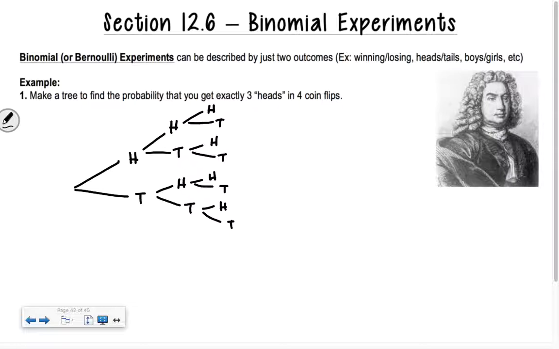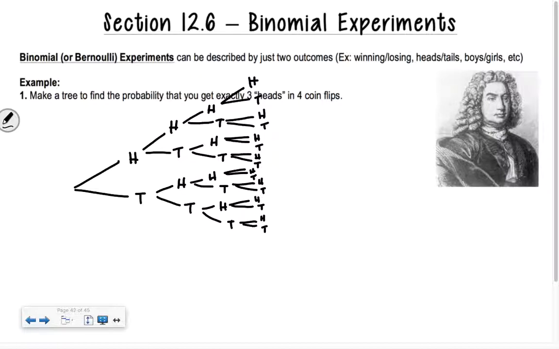Oh, it is 4 coin flips, isn't it? Man, rough. I should have given myself more room, shouldn't I? So we're going to have heads, tails, heads, tails, heads, tails. So you can see that once you have 4 of these coin flips, it gets a little annoying. It's a lot of things to write, isn't it?